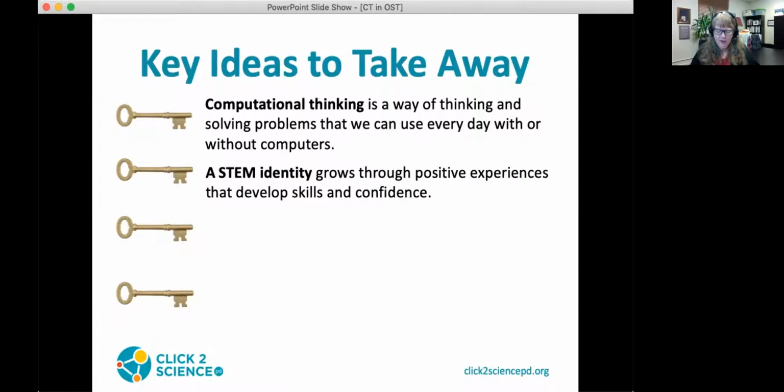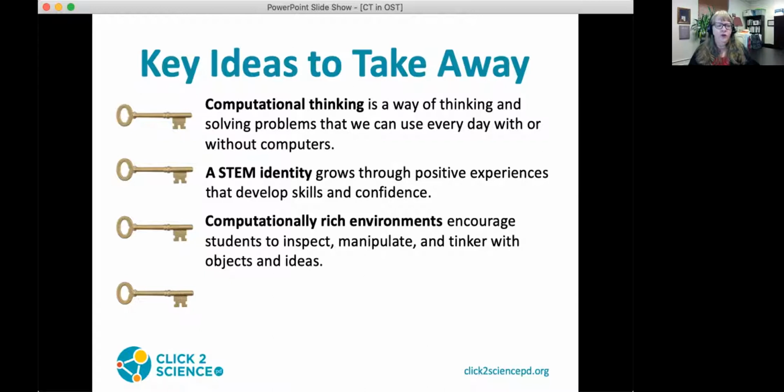We also focused on how we can help youth develop a STEM identity through that use, make, create cycle of positive experiences that build their skills and confidence as the challenges get more complex and they get more ownership of what they're creating. And we saw what these things could look like in the video that Dagan let us film to see what computer science in an after-school program can look like. The goal is not just to have a coding club or a robotics club, but to create a computationally rich environment in your after-school program where there are opportunities for students to inspect, manipulate, and tinker with objects and ideas, where they're using their problem solving and their creativity together.